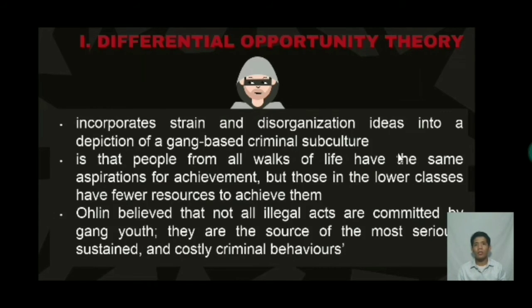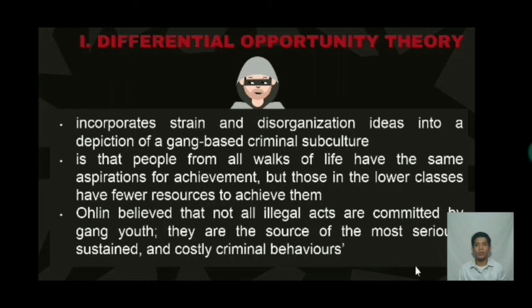So, we also have the differential opportunity theory. It incorporates strain and disorganization ideas into a depiction of a gang-based criminal subculture. People from all walks of life have the same aspiration for achievement, but those in the lower classes have fewer resources to achieve them. Ohlin believed that not all illegal acts are committed by gang youth, yet they are the source of the most serious, sustained, and costly criminal behaviors. So, having different opportunities, youth who have low opportunity to do things legally will tend to do things illegally, like joining gangs in order to survive and be able to eat. They can commit crime due to differential opportunity. This theory is the output of the classical work of Richard A. Cloward and Lloyd E. Ohlin. So that's the differential opportunity theory.